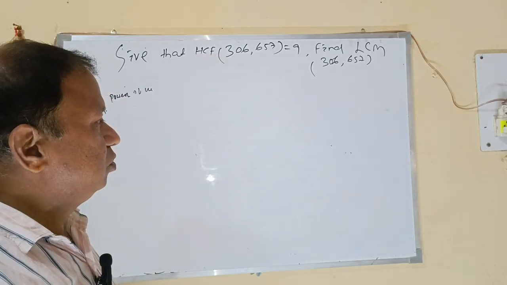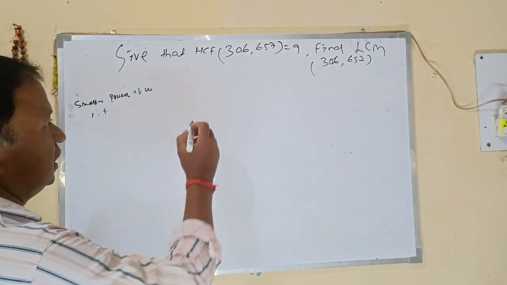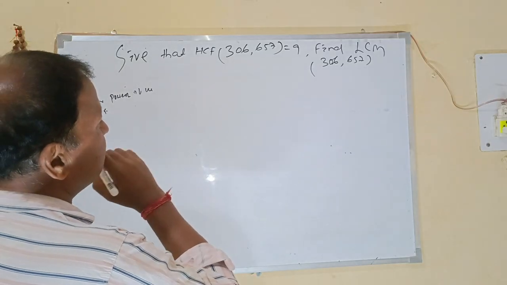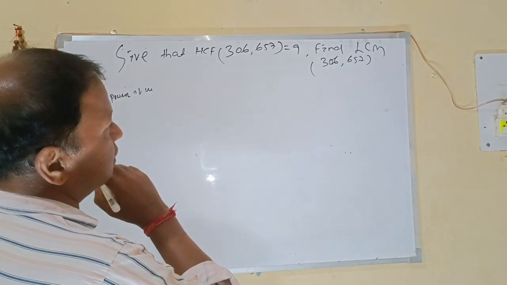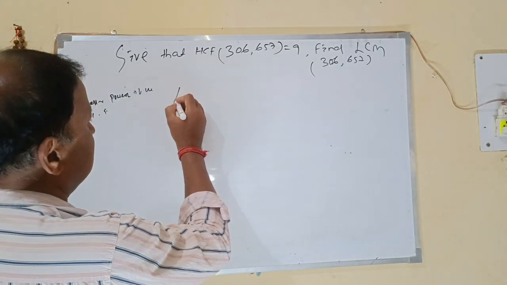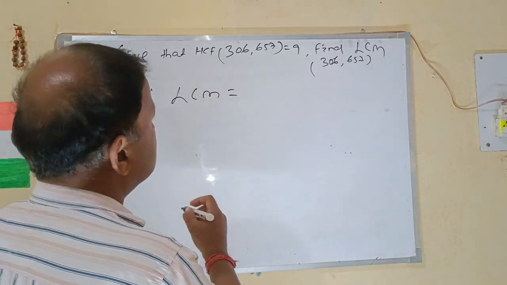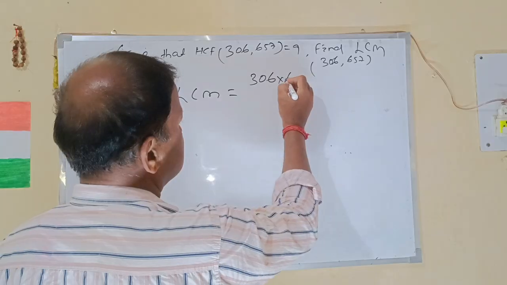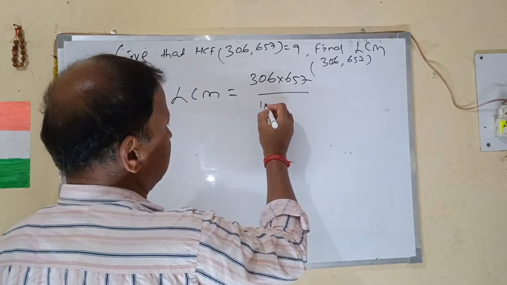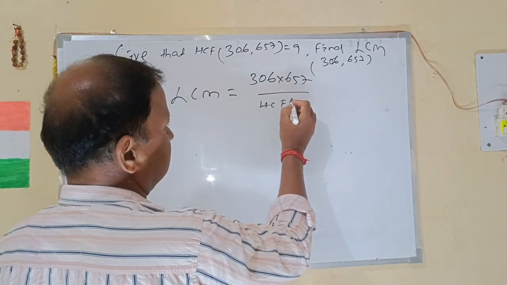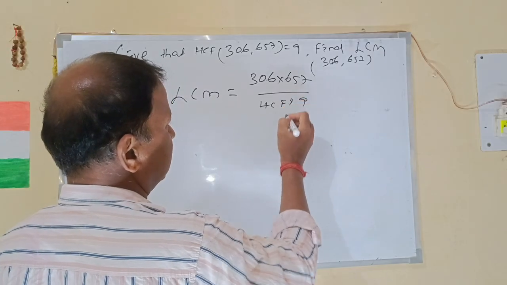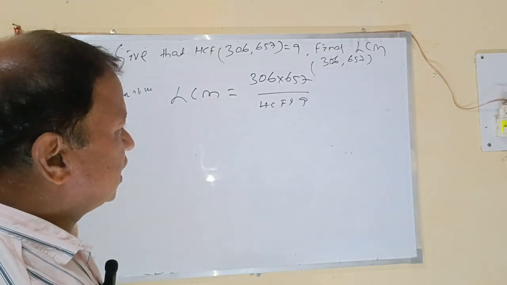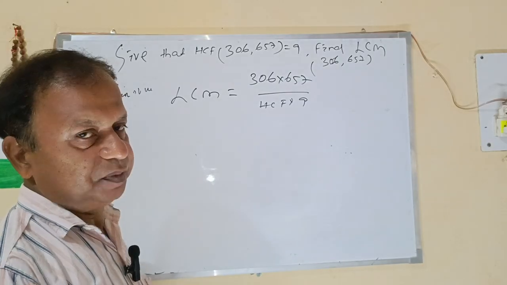Then what we have to do, we know that LCM equals the number A into B, 306 into 657, by HCF. HCF, that is 9, given 9. So we get the LCM. If numbers are bigger, then you have to apply this method.